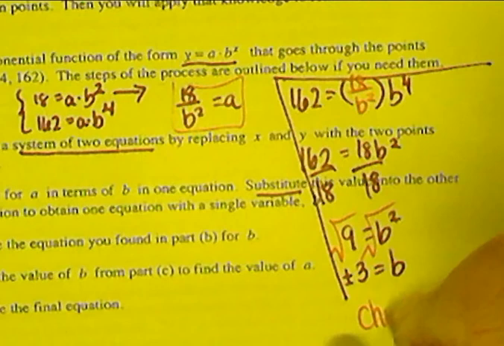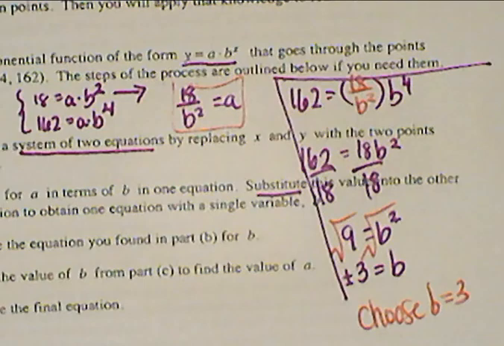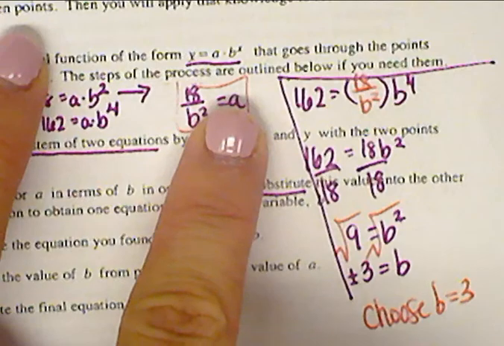So b equals 3. After you do that, you solve for a. Now that I solved for b, can I go back and plug that into a? I have 3 choices. I could plug it into any of them. Which one looks the easiest?